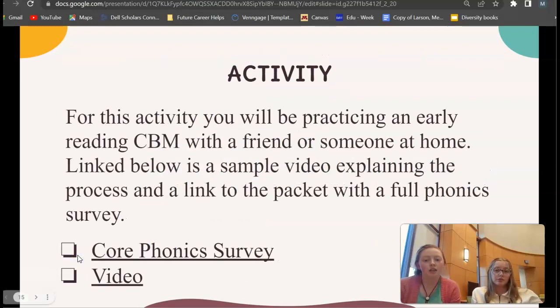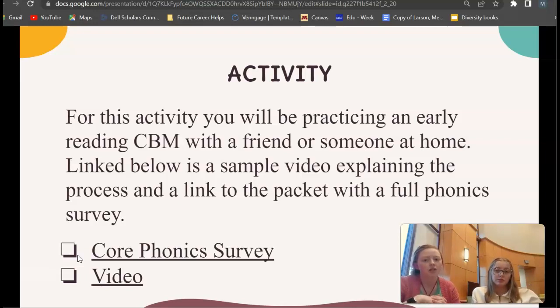Now for our activity, there'll be 2 parts that you're going to do. The first part is to watch the video, which is linked below. That video is of us explaining how to go through a letter naming CBM, and then we have a link to the Core Phonics Survey, which is a compilation of multiple CBMs put together for efficiency when a teacher would do this in the classroom. Rather than doing 5 different CBMs, they're all together.